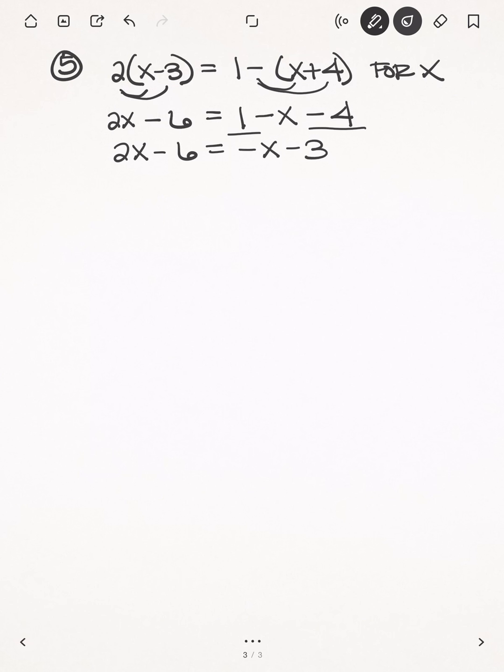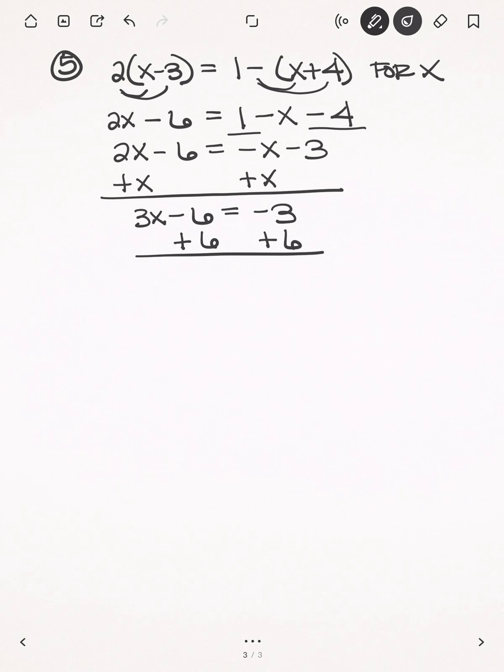Solve for x. I'm going to add x to both sides. And I get 3x minus 6 is equal to -3. Two-step equation, get rid of whatever's added or subtracted first. So I'm going to add 6 to both sides, and I get 3x is equal to 3. Divide both sides by 3, and I get x equals 1.